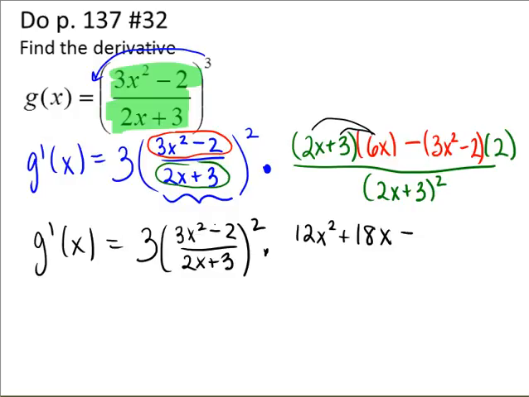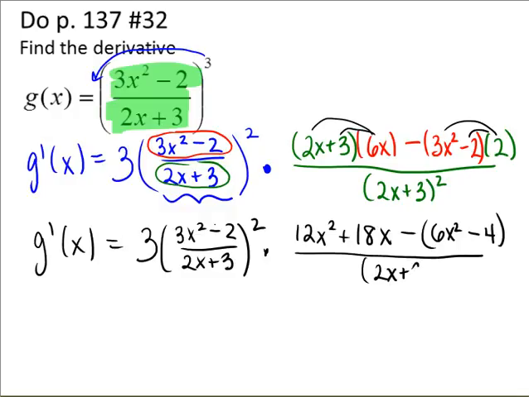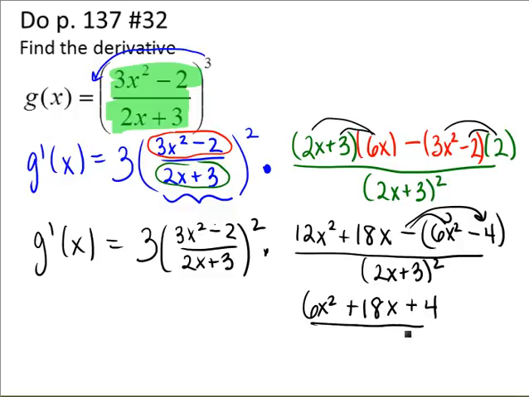And then back here I have a minus, okay, and we'll distribute this 2 through. I have a minus 6x squared minus 4. And I said minus 6x squared, but that would be after I distribute that negative through. All over 2x plus 3 squared. So I guess I will take this just one step further. I will go ahead and distribute my negative through and combine my like terms. So I'll have 12x squared minus 6x squared, which is 6x squared, plus 18x, and that would be plus 4, all over this 2x plus 3 squared.